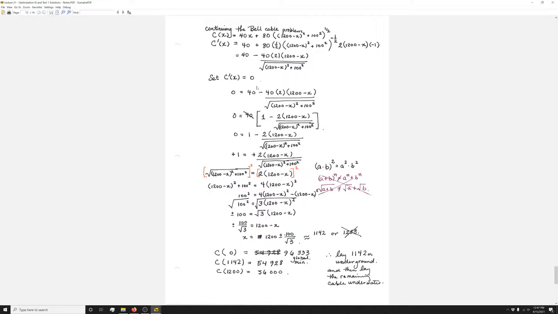Right here, setting it to zero, again, solving for x. And we found our critical point was 1,142. So that was one of our critical points. We checked the endpoints, which was 0 and 1,200. We found the one that was the smallest value in this case because we wanted to minimize the cost. And we were able to figure it out. So in this case, it turned out that the global minimum was 54,928, and that was if we laid 1,142 meters underground, and then the rest would be strung along the hypotenuse or the underwater.